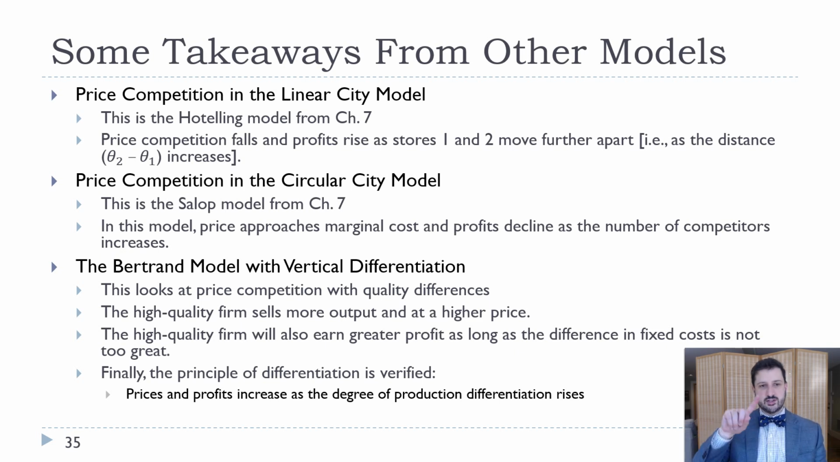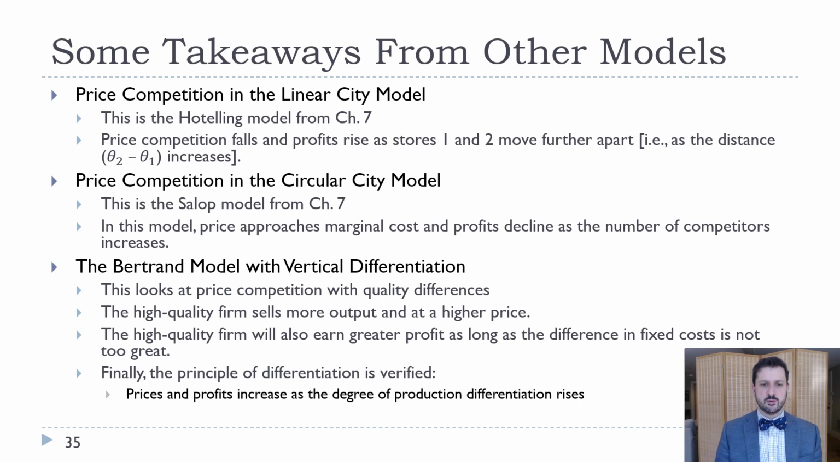In the circular city model, right, the Salop model from Chapter 7, we see a very similar thing to Cournot in that price approaches marginal costs and profits decline towards zero as the number of competitors increase. And remember, that was about product differentiation on the circle. As more and more firms fill that circle in, you can get something much closer to your preferred type of product, but you can get another one that's really close by just traveling a little bit, so price approaches marginal cost.